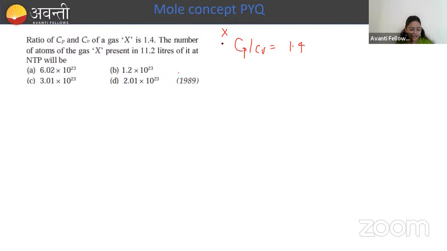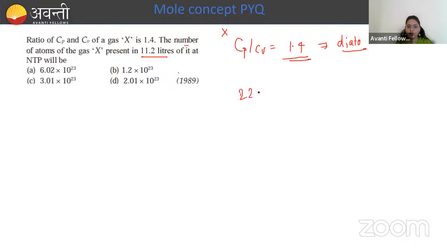Which shows that the gas is what? Since this ratio is 1.4, this gas is monoatomic or diatomic? Diatomic. Okay, 11.2 liter of it at NTP will contain how many atoms? Here we are given that we need to calculate the number of atoms.